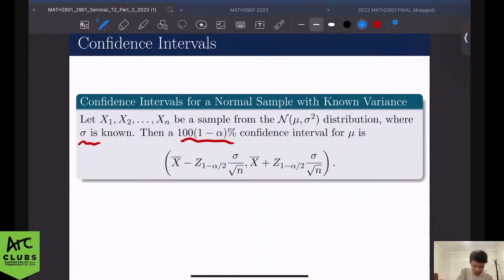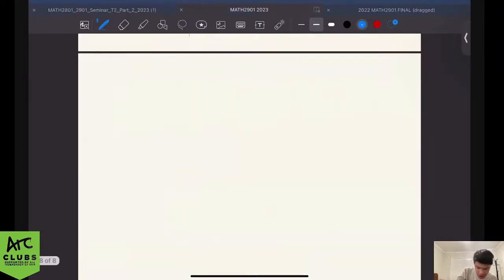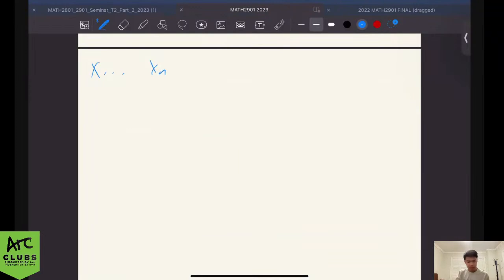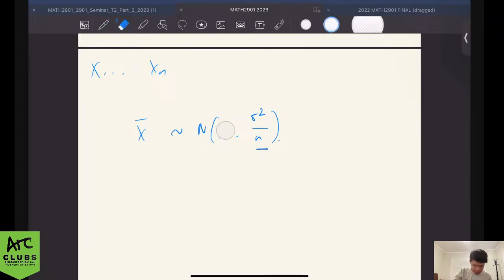So we've got x1 down to xn. And so you can imagine the natural thing to do is to take the mean. Okay, so the mean has distribution N(mu, sigma squared on n). Hopefully we've seen this before. You take the mean, you divide the variance by n. Yep. So now we've got something that's still not quite free of sigma and mu, but that's okay.